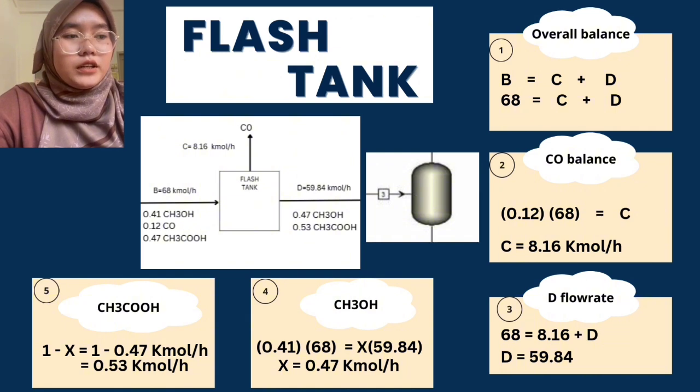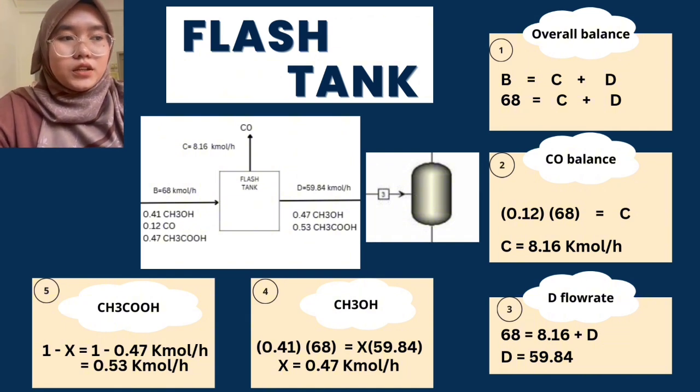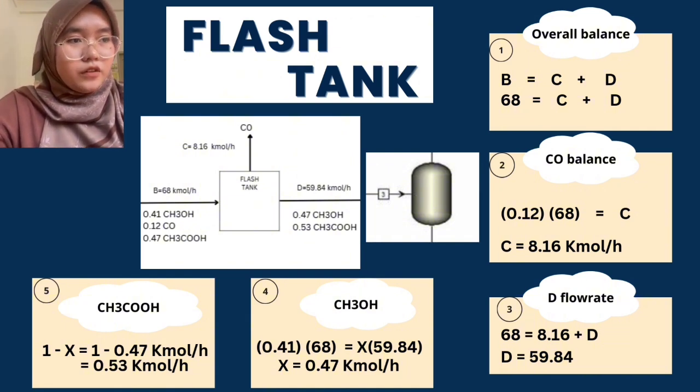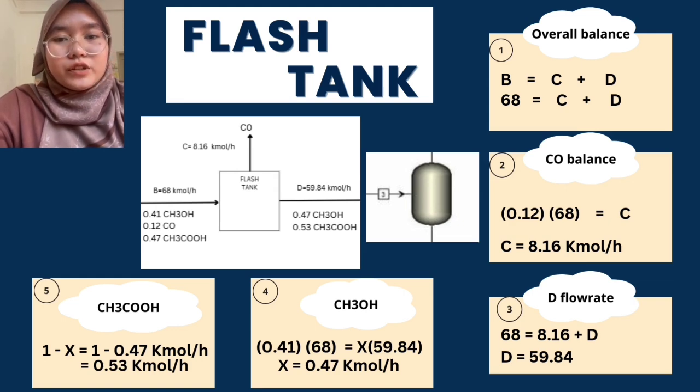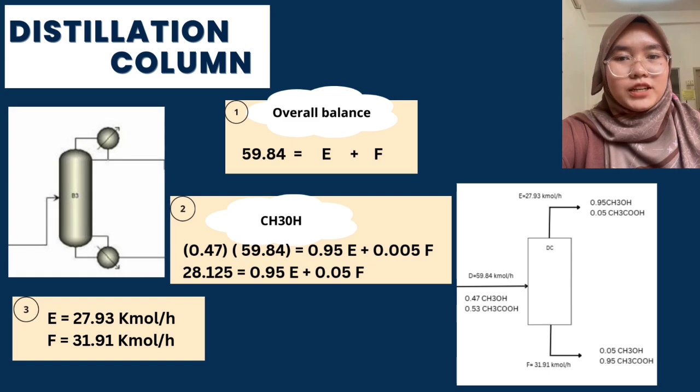And then we get the flow rate from the overall balance and CO balance, which is the D flow rate equal to 59.84. And from this D flow rate, we can know the composition for the CH3OH, which is 0.47, and for the acetic acid CH3COOH, which is 0.53.